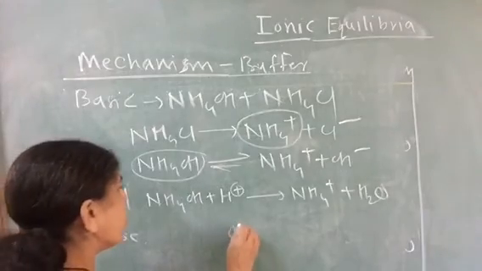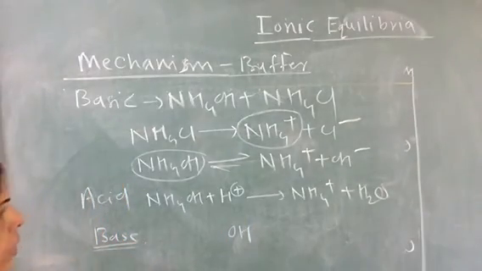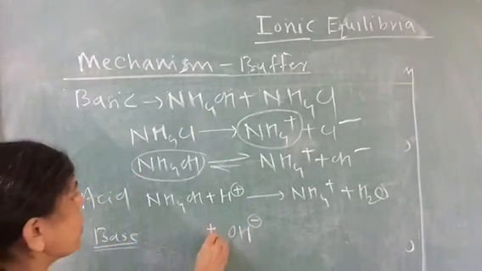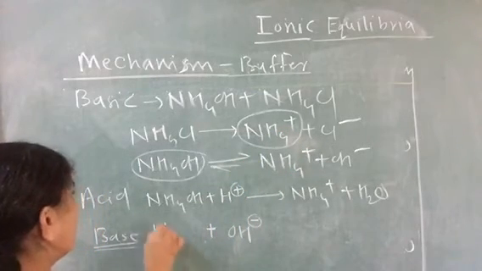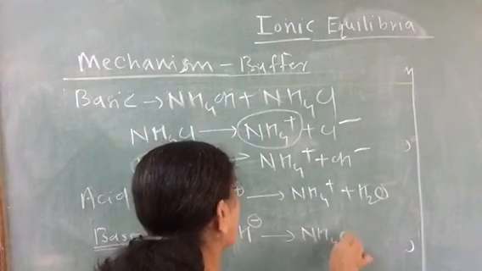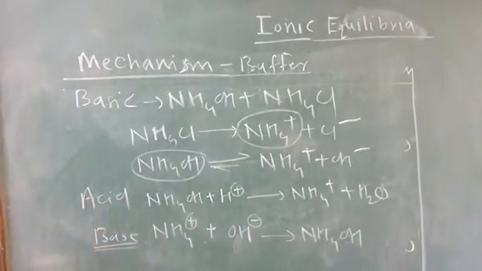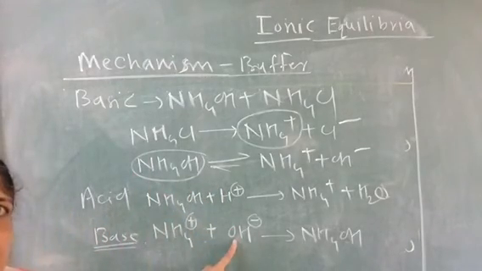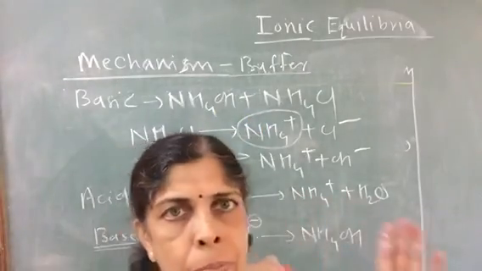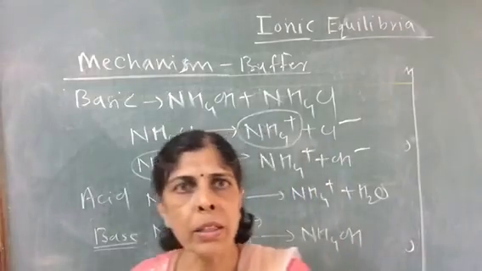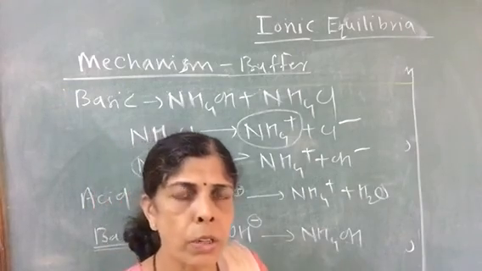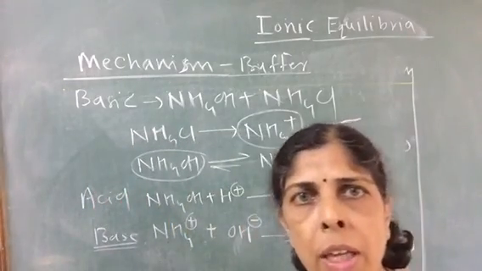If you add base, you are adding OH- ions. They will be utilized by conjugate acid NH4+, and we will get a weak base. Therefore, even if you are adding H+ ions or OH- ions, the components of the buffer will utilize them, and therefore pH will remain the same. So this is about the mechanism of buffer action. We will stop here and we will continue the chapter in the next video. Thank you.